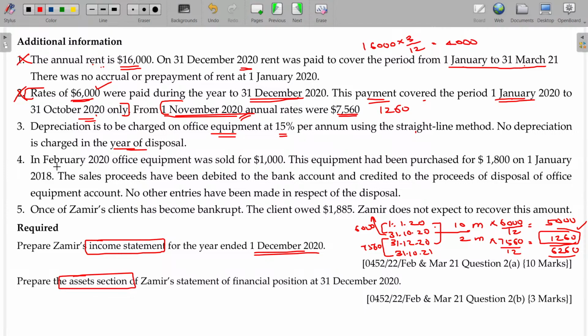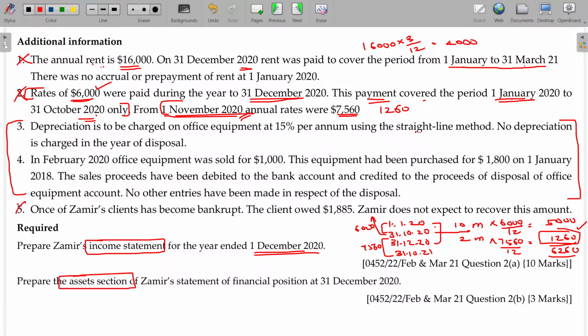In February 2020, office equipment was sold for $1,000. This equipment had been purchased for $1,800 on 1st January 2018. The sale proceeds have been debited to the bank account and credited to the proceeds of disposal of office equipment account. No other entries have been made in respect of the disposal. Of course, these two transactions can be handled only when you have the knowledge about depreciation. So I may brief the depreciation and then I will explain this illustration to be solved. I will keep it pending.